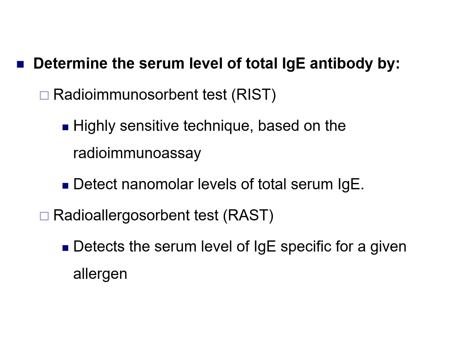The total IgE antibody can be detected using RIST and RAST. So it means radioimmunosorbent test or radioallergosorbent test, RAST. Right, radioimmunosorbent test is highly sensitive. That is based on radioimmunoassay, and it can detect the level of total serum IgE, while RAST can detect the serum level of IgE for a specific antigen. So one is total, one is specific.